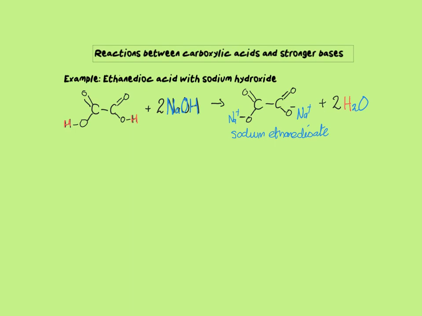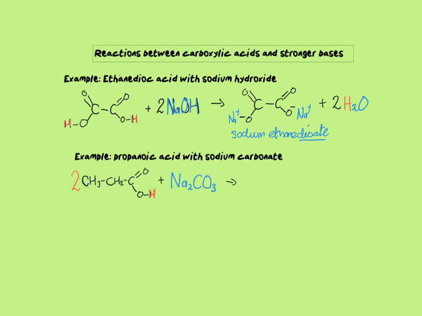The resulting salt is called sodium ethanedioate. Carbonate ions react with acids to produce carbon dioxide and water. So we're going to form carbon dioxide from the breakdown of the carbonate ion, and water. And therefore a proton is lost.